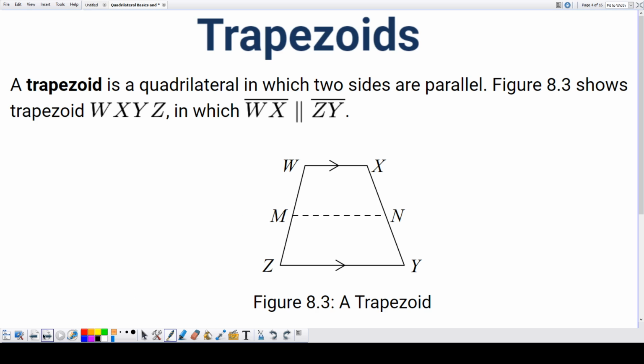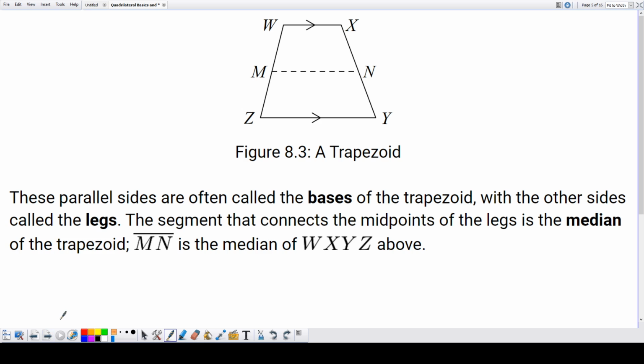And that's a basic definition. We usually call the parallel sides bases. So WX would be like base 1, and ZY would be base 2. And like we just said, parallel sides are often called bases, with the other sides called legs.